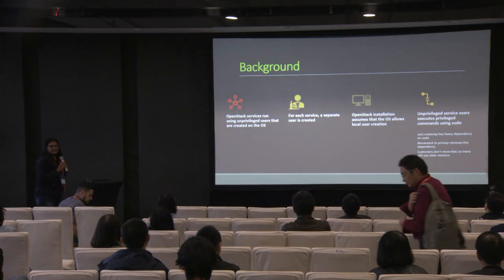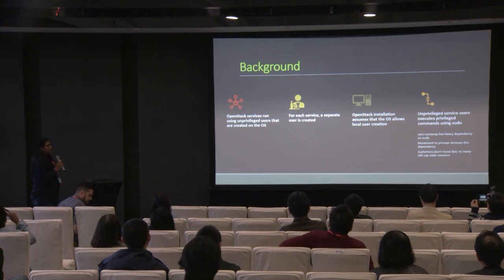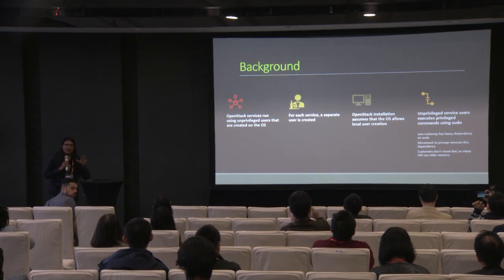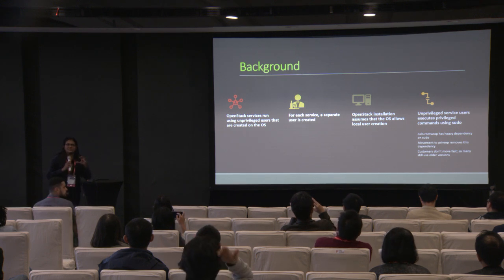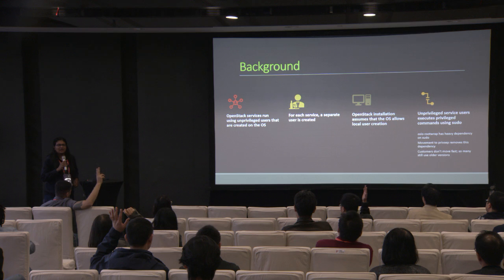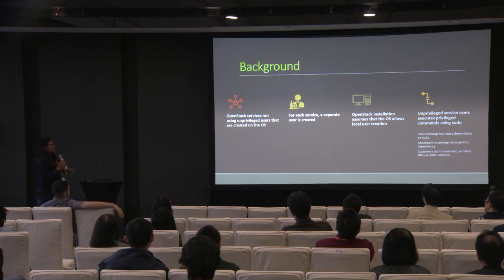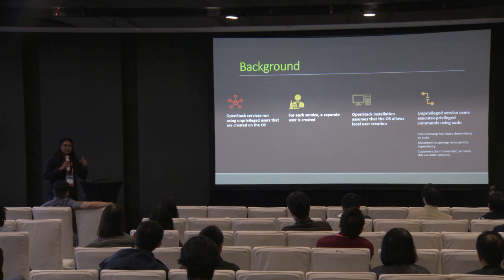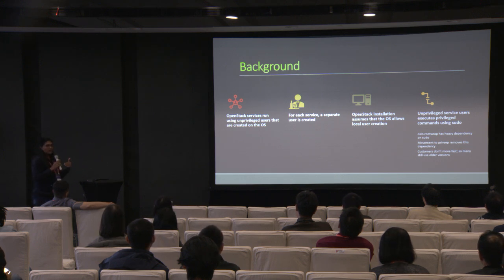So what exactly is the background of this session? Just before I start, how many of you already use OpenStack as in contribute or deploy? Could you raise your hand? Okay, great. So as you know, OpenStack services, when you install OpenStack, it's a bunch of services. And each service is started by an unprivileged user. So if you take Nova as a service, Nova is not started by a root user. It's started by a user named Nova itself. And Nova user does not have a lot of privileges.